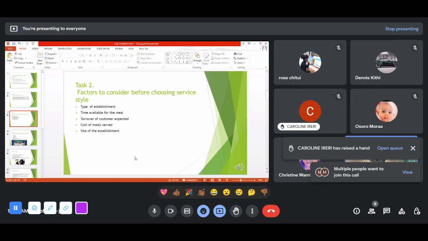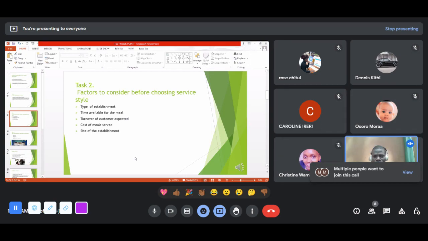And then the number two consideration is for you to look at the time available for the meal. How long does your meal take? If it's lunch, how much time have you allocated for that lunch? That will also guide you, because different styles of service need different periods of time. So before you choose any style of service, you need to look at how long you have to do that particular exercise.